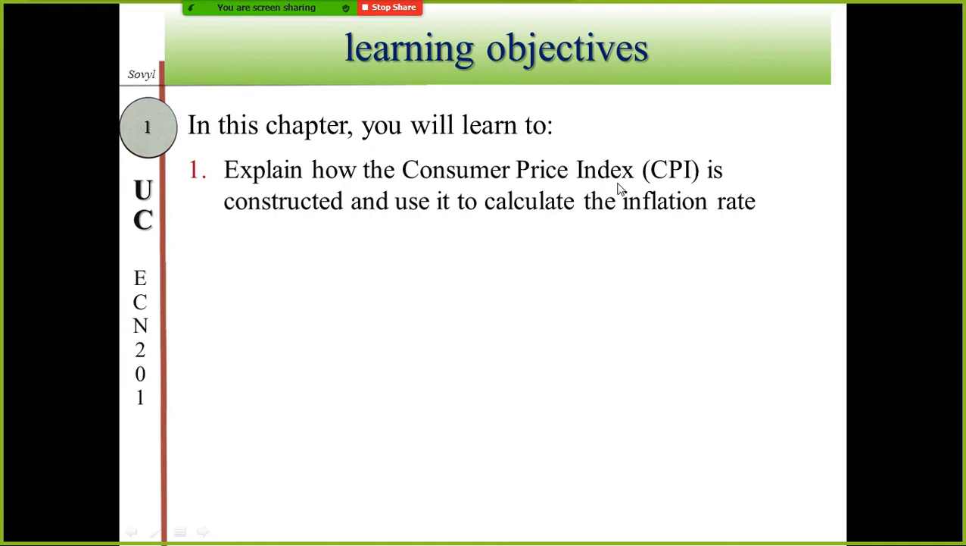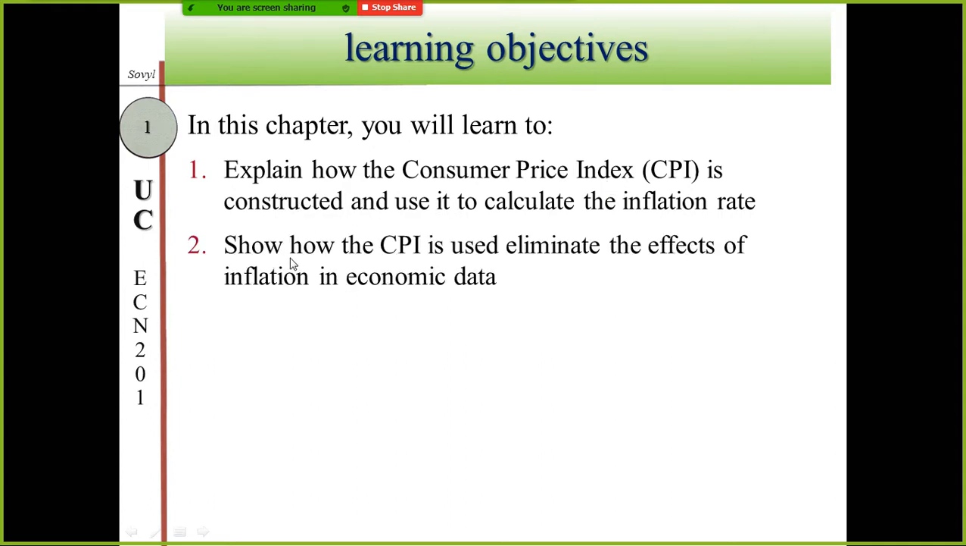So how is CPI estimated? Okay, how is CPI calculated? This is the first point. Second point, show how the CPI is used to eliminate the effects of inflation in economic data. So when we have CPI, how can we use it in order to eliminate the effects of inflation in economic data?